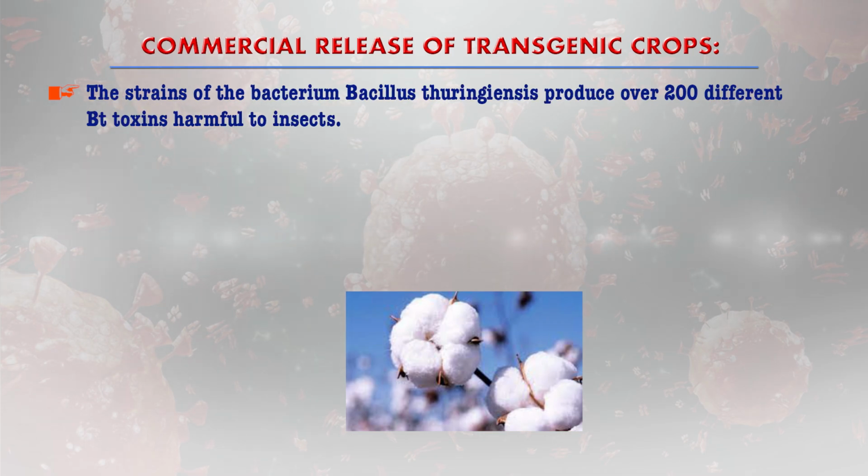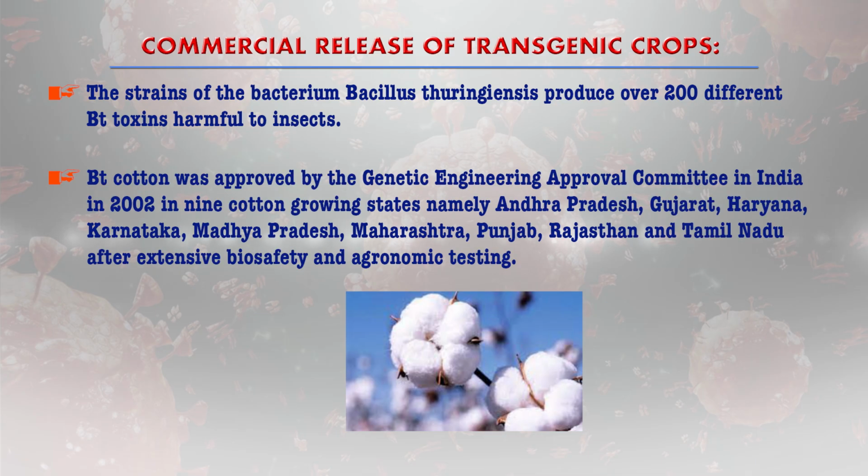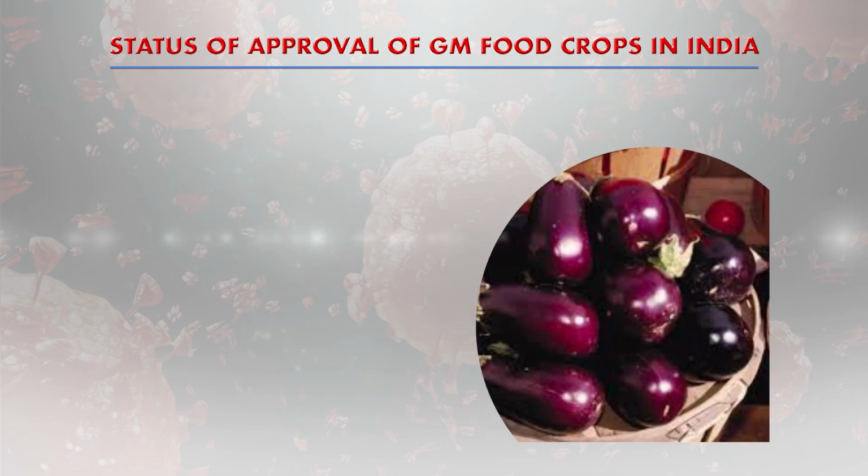So, the different strains of the bacterium Bacillus thuringiensis produce over 200 different BT toxins that are harmful to insects. Finally, this BT cotton was approved by the Genetic Engineering Approval Committee in India in 2002 in 9 cotton growing states, namely Andhra Pradesh, Gujarat, Haryana, Karnataka, Madhya Pradesh, Maharashtra, Punjab, Rajasthan and Tamil Nadu after extensive biosafety and agronomic testing.